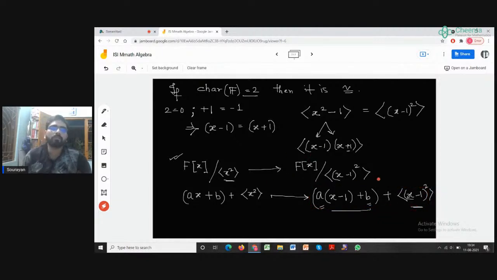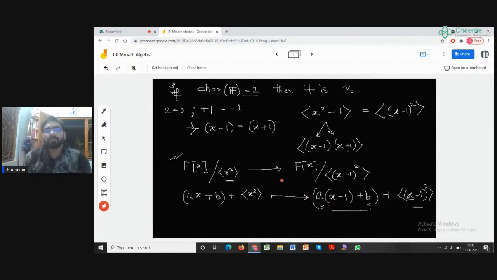F[x] modulo (x minus 1) whole square as well. So these are the elements of these rings. So for each of these, I can actually choose ax plus b. So it's surjective as well, since all the elements here practically look like this. So it's both injective and surjective. Hence, it's an isomorphism. Okay.